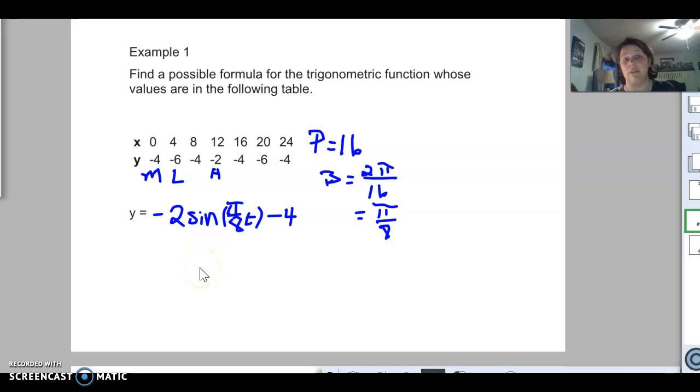So that's the way that I'd really like you guys to be able to do that, is to look at that data and be able to write the equation without having to graph it if you can.